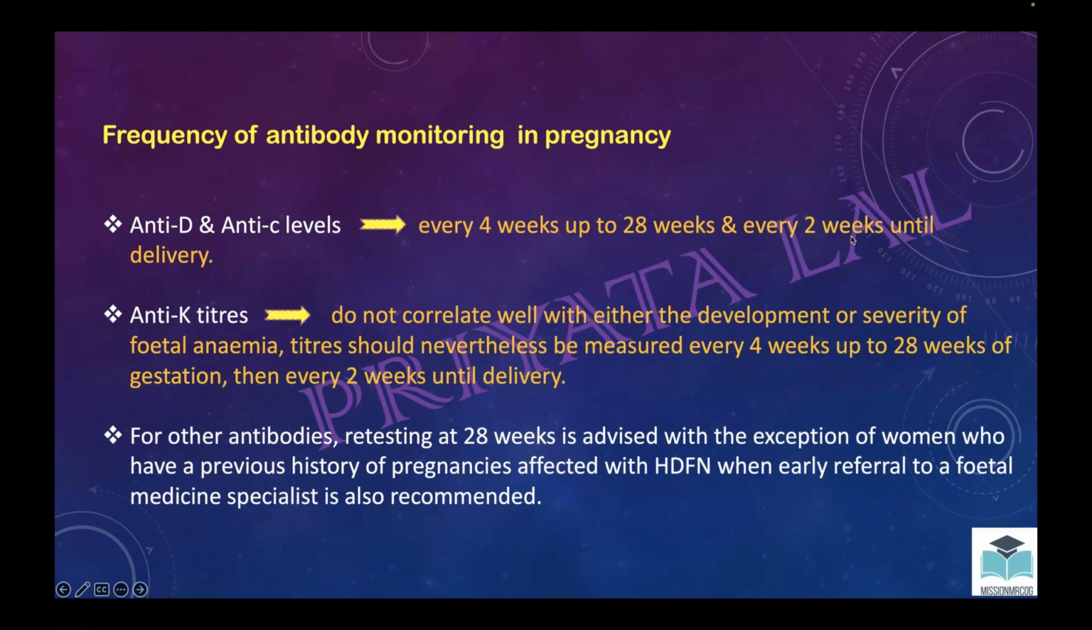But anti-K will not correlate with the development and severity of anemia because of the erythroid suppression, but still measurement is to be done every 4 weekly until 28 weeks and every 2 weekly until delivery. For other antibodies, they would be retested at 28 weeks, because if they are able to detect anything at 28 weeks, then referral to the fetal medicine unit will be done.